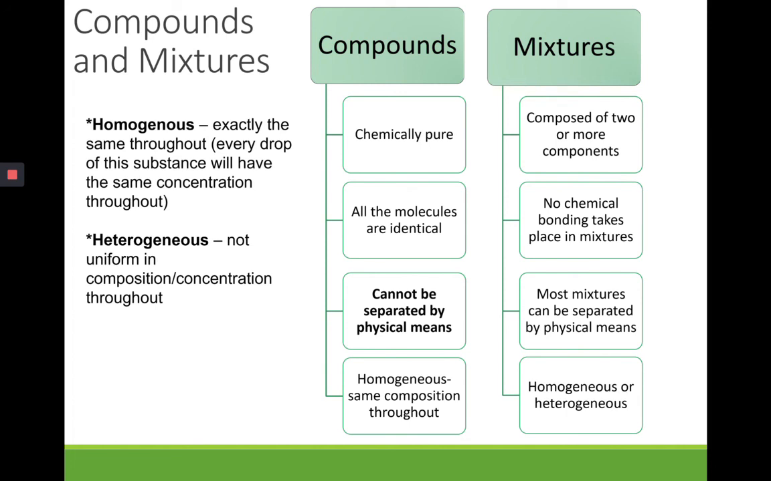Whereas mixtures are composed of two or more different chemical components, like sand and water. No chemical bonding occurs in mixtures. Most mixtures can be separated by really easy physical means. If you take your sand and water example, just leave the container out in the sun and the water will evaporate and you'll be left with the sand. Evaporation is an easy physical means of separating those two components. Mixtures can be homogeneous or heterogeneous, although we just saw that most mixtures are heterogeneous and only solutions are homogeneous mixtures.